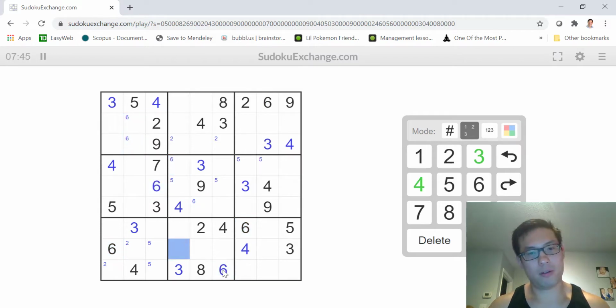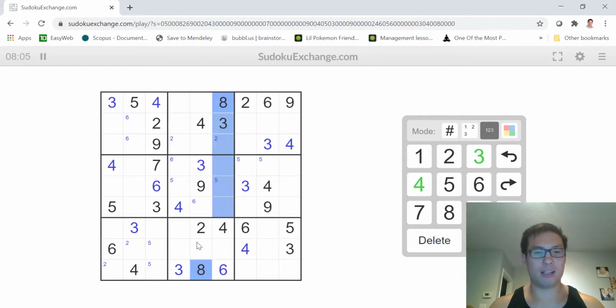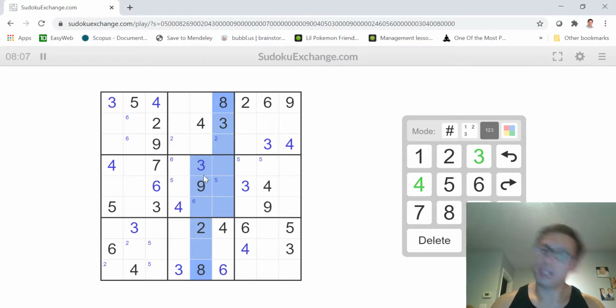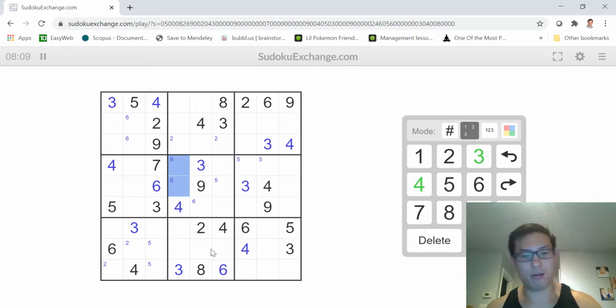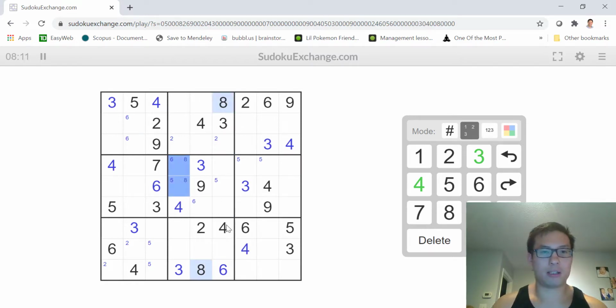Okay. 7s. Nice. There's 1 7 in the entire grid, but that's okay. I've solved other ones like this too. Let's move on to 8s. Thanks, 8. So this 8 looks down here, this 8 looks up here. That's what they see. So an 8 can only go within those 2 cells.